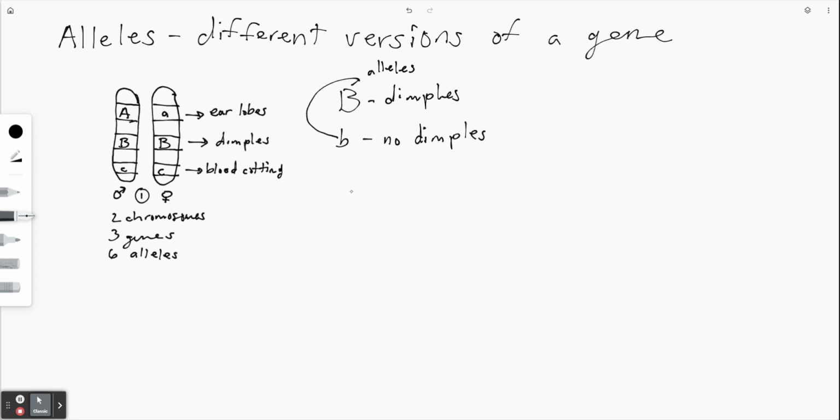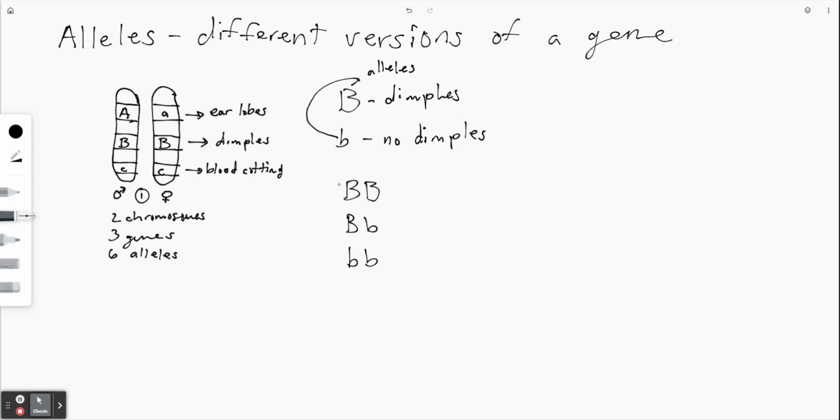Okay, so underneath this, let's do all the different combinations that we can make. We can make a big B, big B, a big B, little b, and we can also make a little b, little b. If you wrote little b, big B, that is the same thing as big B, little b. But we always write the capital letter first just to keep it all similar.